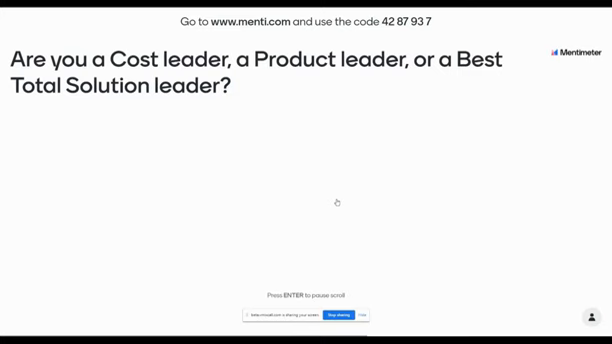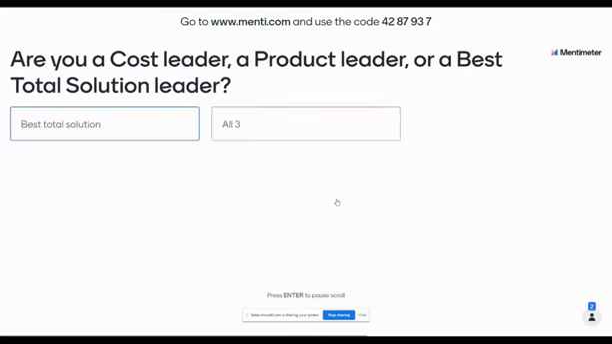Are you a cost leader? Are you a product leader? Or are you a best total solution leader? What are you? Cost leader, product leader, best total solution? Or are you a mix? Let's throw some things in the Menti here. What does it trigger with you?